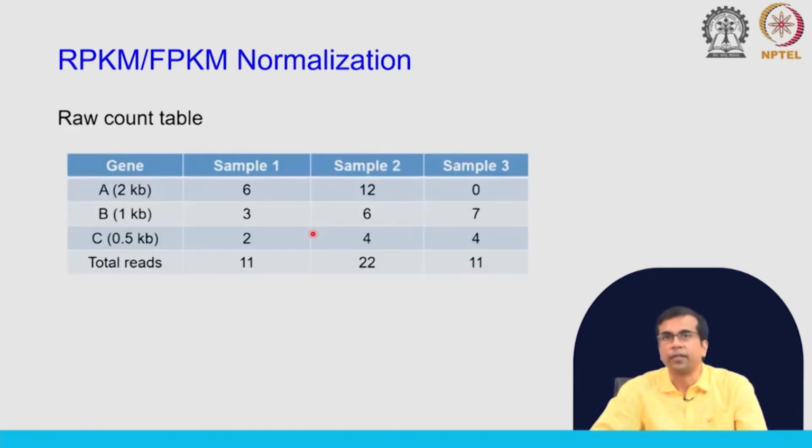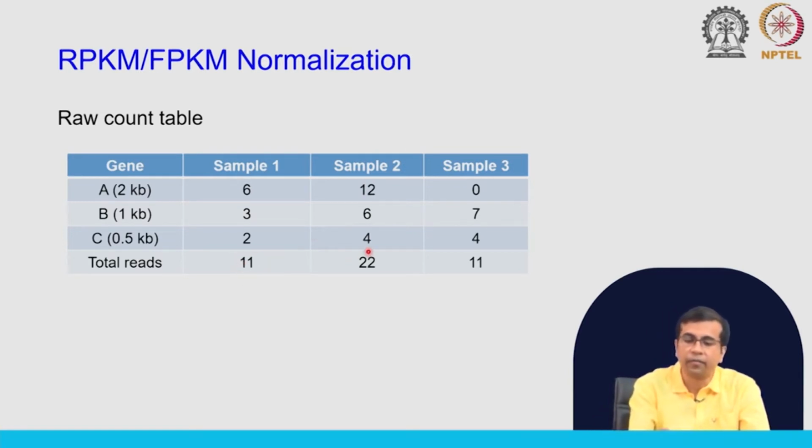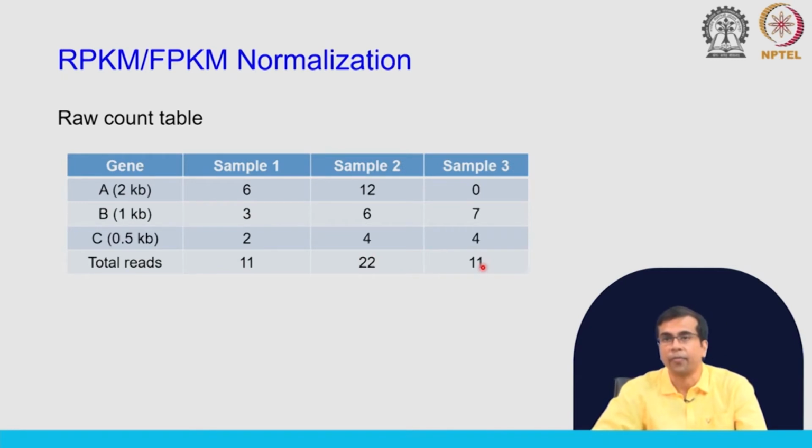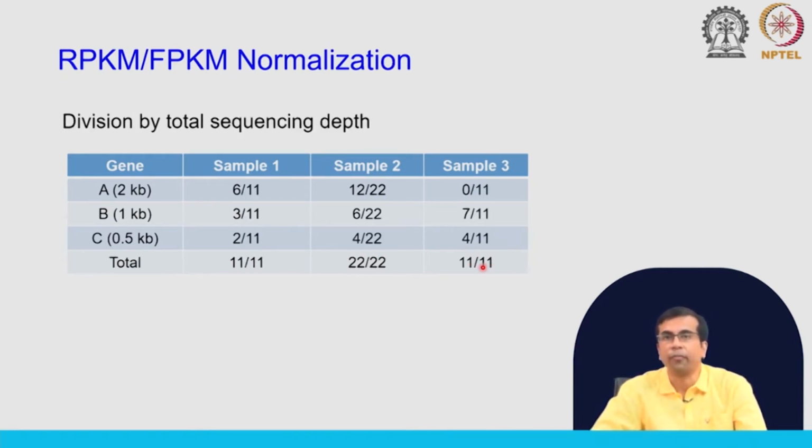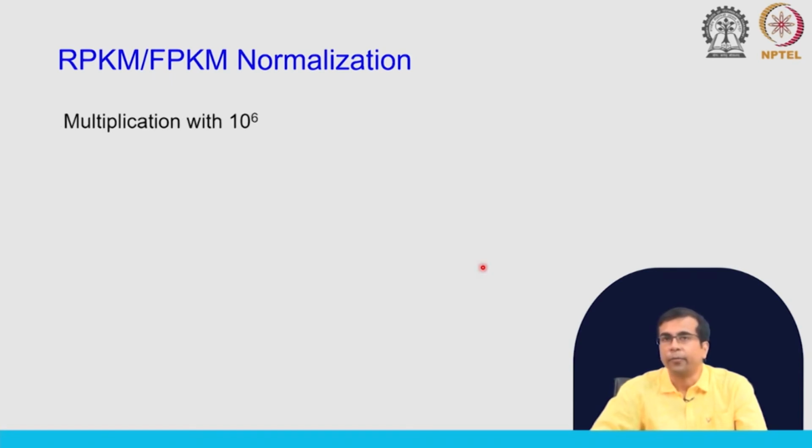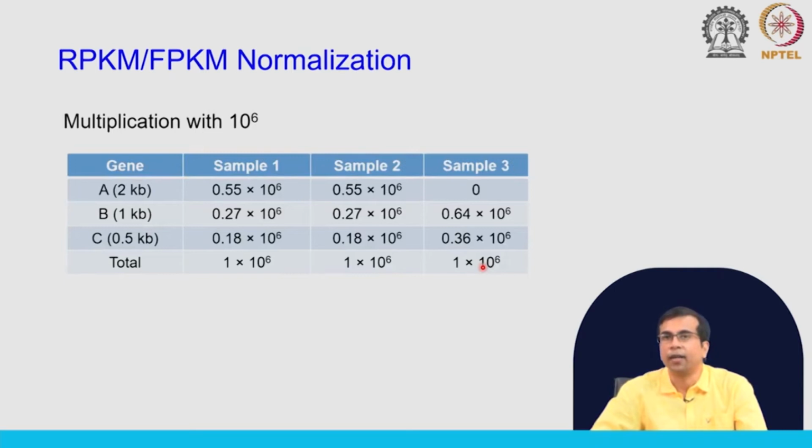So, let us take this earlier example and let us now do this RPKM FPKM normalization. We follow this method. First we divide by the total sequencing depth. In this case, for sample 1 this is 11, for sample 2 it is 22, for sample 3 it is 11 again. So, let us do the division as before. We have seen this before. And then we multiply with 10 to the power 6, and these are the numbers that we get. We did this just before this method. So, we get this total is the same for all the samples.